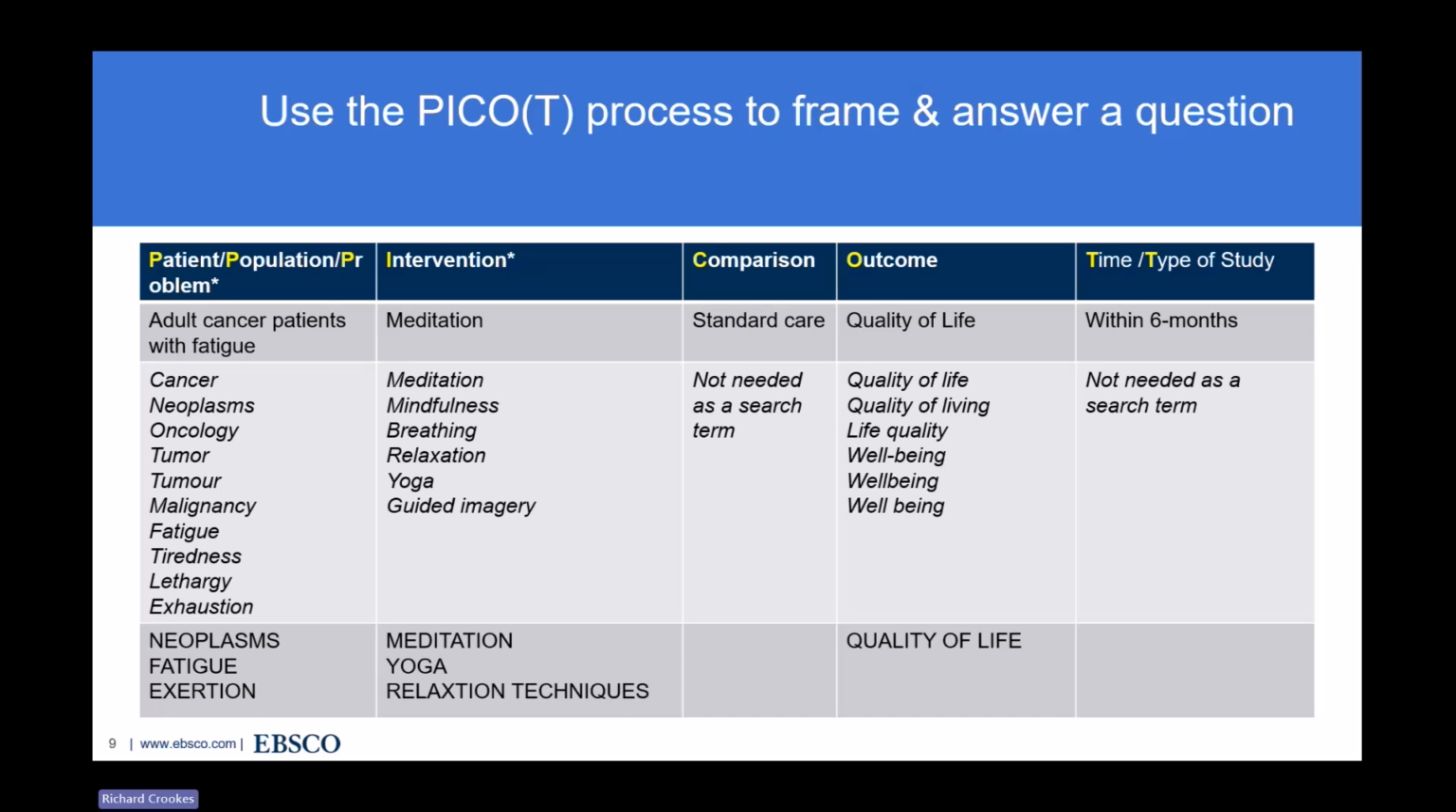Now, we won't do a specific search for standard care. That's kind of implied when we explore the intervention. Outcome, of course, is the quality of life. That also may refer to quality of living or life quality. It could be well-being, as 2 words or 1 word, etc. And also, we won't factor in the time frame here within 6 months specifically. Obviously, we could delve deeper in the results when we've retrieved them to look at that aspect in particular if necessary.